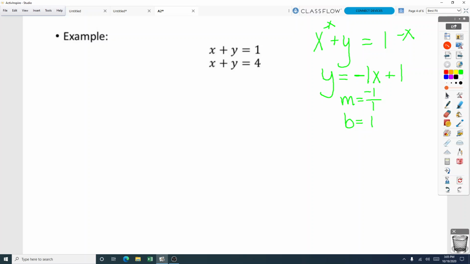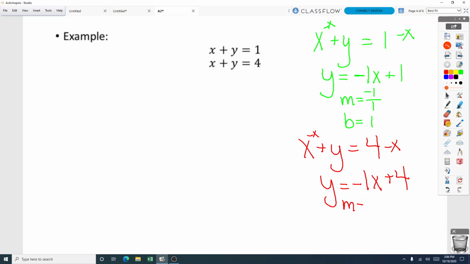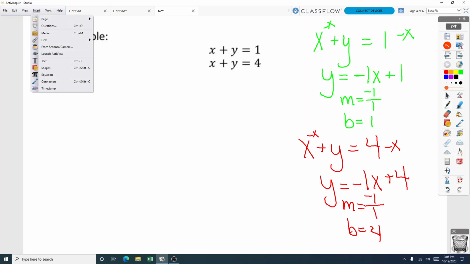Let's look at my second line. I have x plus y equals 4. Cole, is it in slope-intercept form? No. What do I need to do? Subtract the x. So now I have y equals negative 1x plus 4. So Aliana, on this equation, what's my slope? Negative 1. How do I write it as a fraction? Negative 1 over 1. Good. And Pfeiffer, what's my y-intercept? 4. Good. So now I have two lines that I can graph again.